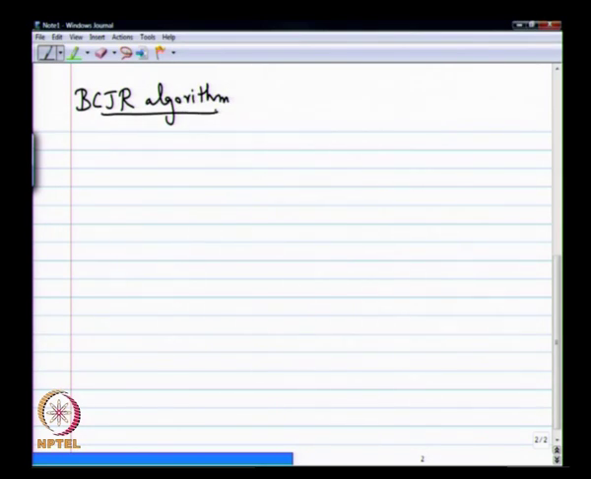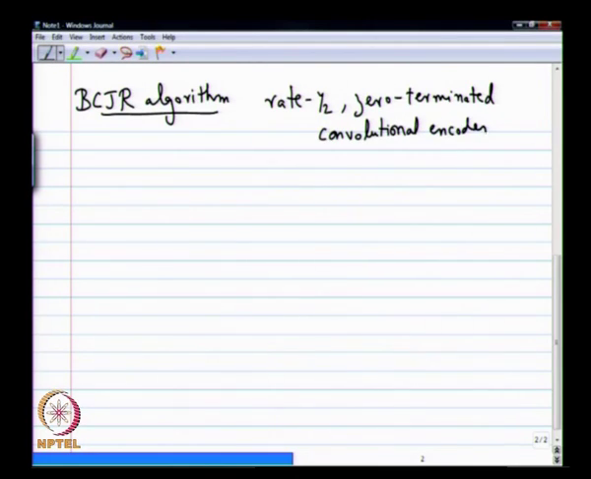Okay. So, we'll pick a rate half 0 terminated convolutional code, convolutional encoder. That is what we will do. Of course, the BCJR algorithm is more general than just rate half codes. 0 terminated, yes, everybody assumes 0 terminated, but rate half is definitely not needed for the BCJR algorithm. It is easy to describe, though, and I will use rate half.